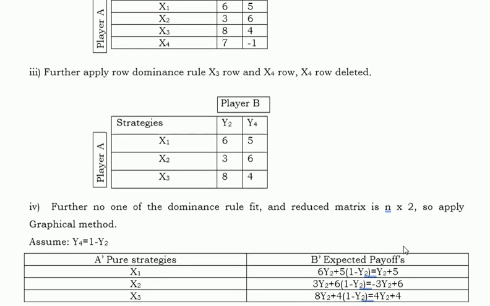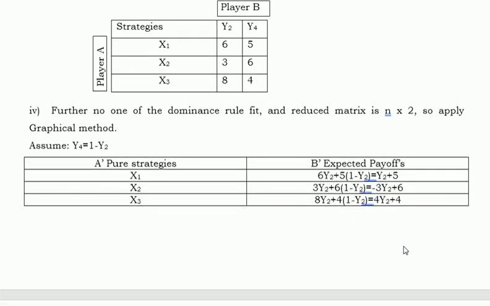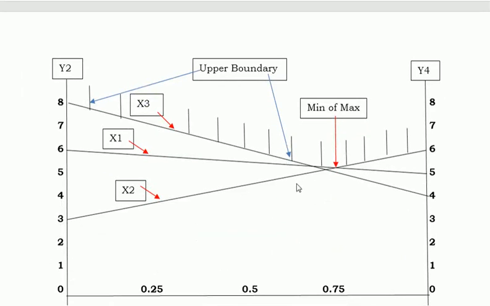Whenever the payoff matrix is n by 2, find the uppermost boundary, like this. As I made now, this hatching region is the uppermost boundary. Above this one is the feasible region. This is the upper boundary.